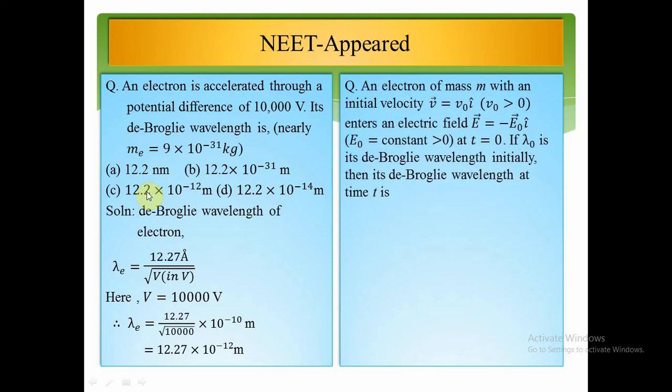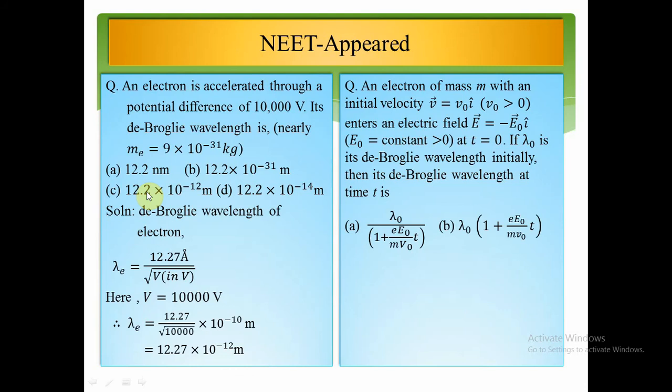Next question: an electron of mass m with an initial velocity vector v is equal to v naught i, where v naught is greater than 0, enters an electric field E, that is E is equal to minus E naught i. That means it is moving along the negative x-axis. E naught is a constant greater than 0. At t is equal to 0, if lambda naught is its de Broglie wavelength initially, then its de Broglie wavelength at a time t is.